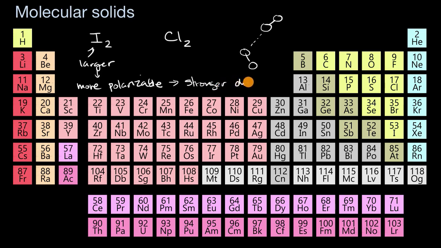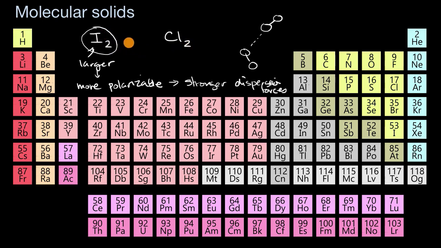Stronger dispersion forces. Now, just as a reminder, these dispersion forces are between molecules. Each molecule has a covalent bond between two iodines, and then the dispersion forces are between the molecules. But because it has stronger dispersion forces, we would expect that a molecular solid formed by iodine is going to have a higher melting point than a molecular solid formed by chlorine.